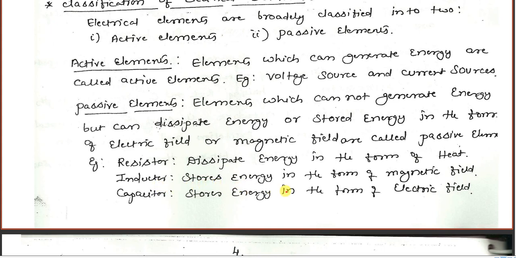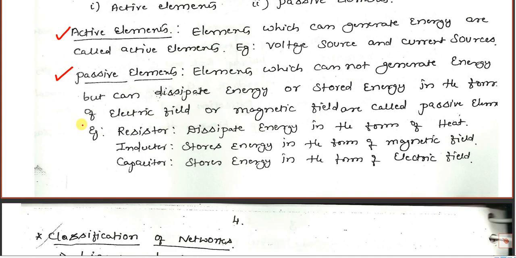In an inductor, energy is stored in the form of magnetic field, and in a capacitor, if current flows, energy is stored in the form of electric field. So the capacitor is going to get charged. In the inductor, energy is stored as magnetic field. In the resistor, energy is dissipated in the form of heat. So this is an important question: what are active elements and what are passive elements. You have to give examples. Voltage source and current source are active. Passive elements are R, L, C.